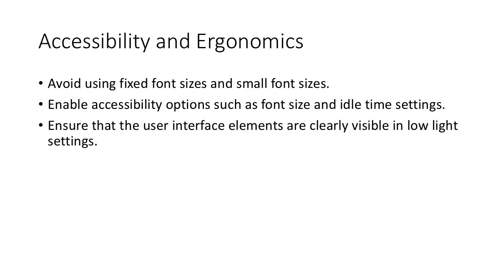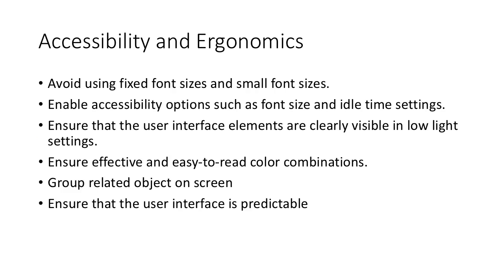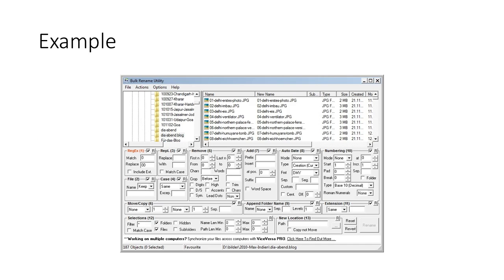You should also ensure that user interface elements are clearly visible in low light settings, so that they're easy to read without squinting. Ensure easy to read color combinations, group related objects on the screen, and ensure that the UI is predictable and that it's going to work on different display devices. So here's an example that I found online. What are your comments on this user interface here?